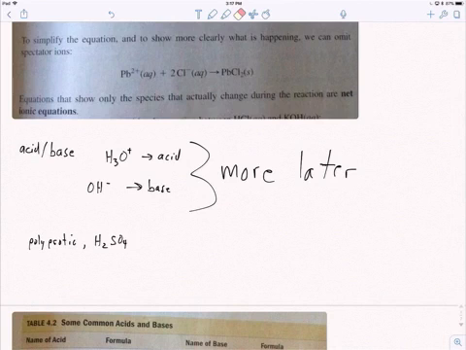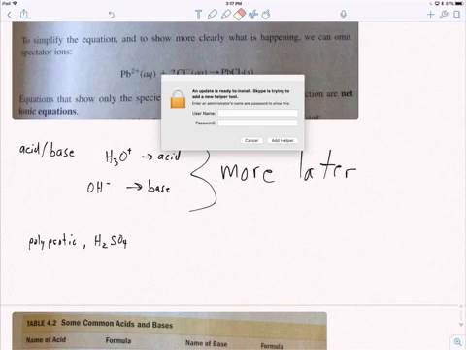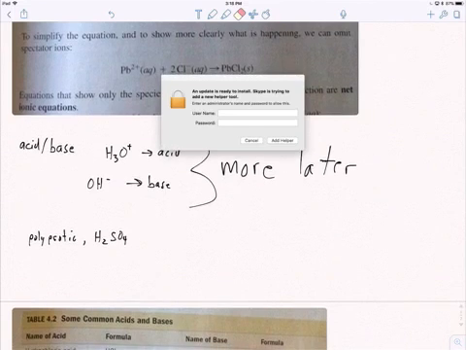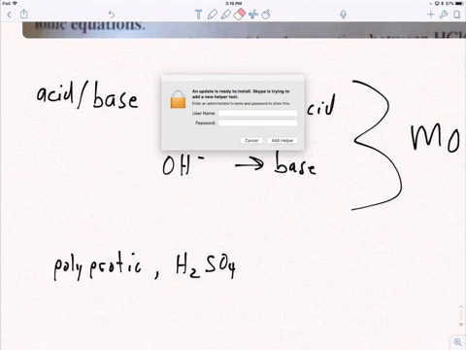Most acids are monoprotic, meaning one proton, one H that it gives off. Some acids and bases are polyprotic, like sulfuric acid, H2SO4. That means H2SO4 has 2 parts acid in it, so 2 moles of acid are in 1 mole of sulfuric acid.